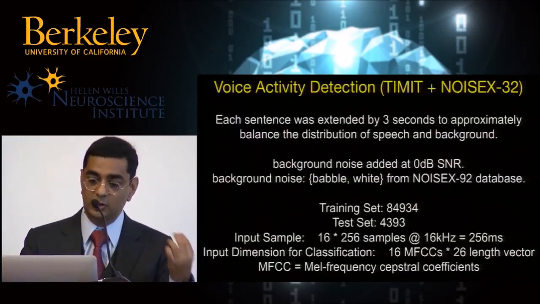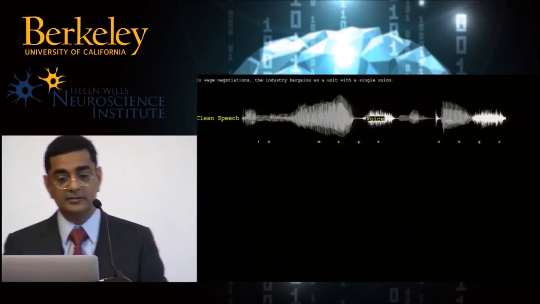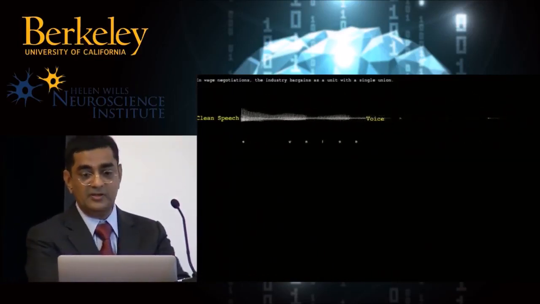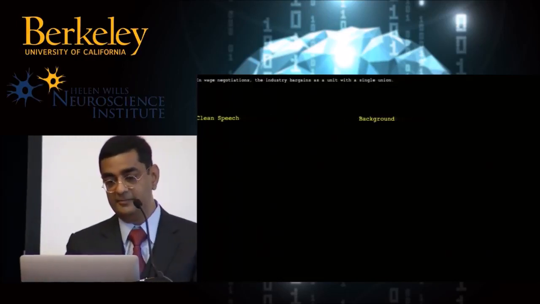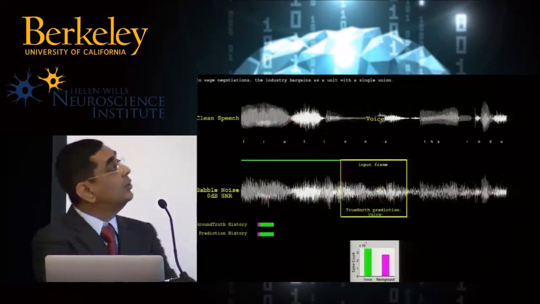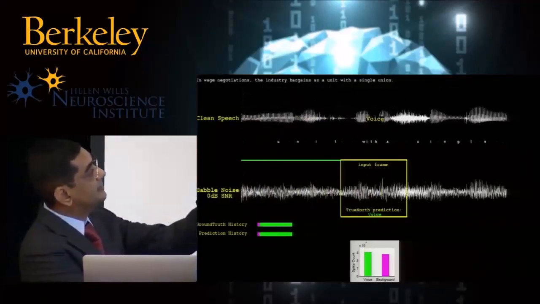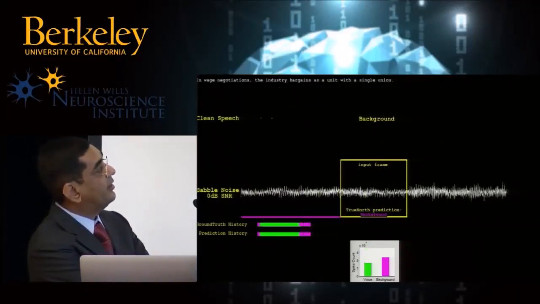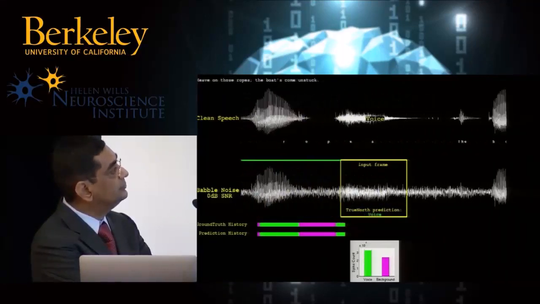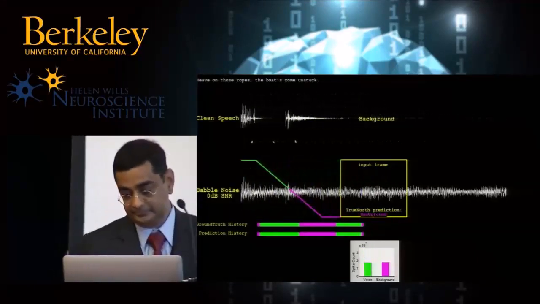This is going to be a voice activity detection. In wage negotiations, the industry bargains as a unit with a single union. Very simple, voice, background, clean. In wage negotiations, the industry bargains as a unit with a single union. Background. Heave on those ropes, the boats come unstuck.